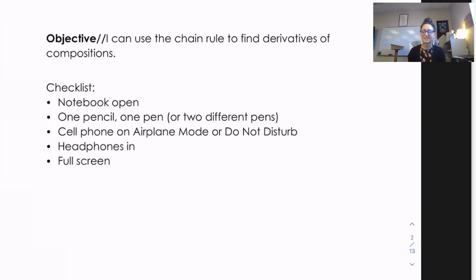Welcome back, Calculus. Our objective for today is going to be to use the chain rule to find derivatives of compositions. I'm going to force a pause on your screen.